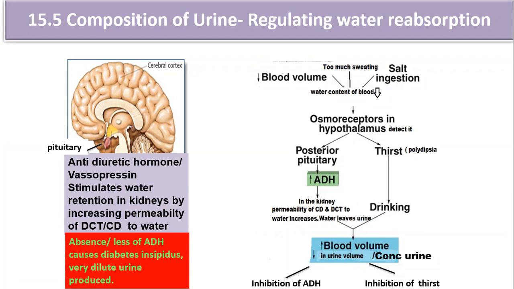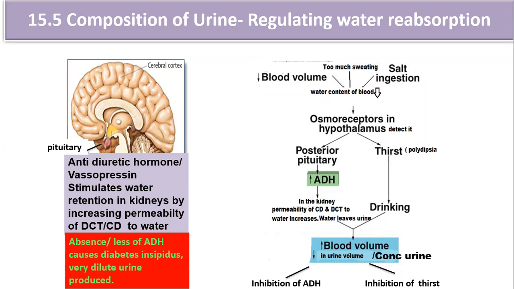When more water is lost from your body, you tend to drink more water. This is called increased thirst, one of the symptoms of diabetes insipidus. Increased thirst is also called polydipsia. So there are two major symptoms associated with deficiency of ADH. One is polyuria, that is, more dilute urine is formed. Another is polydipsia, that is, increased thirst.